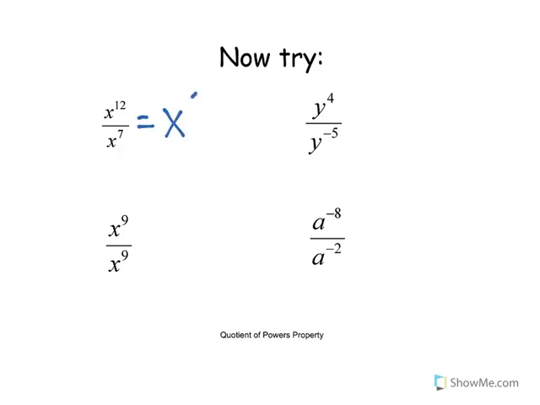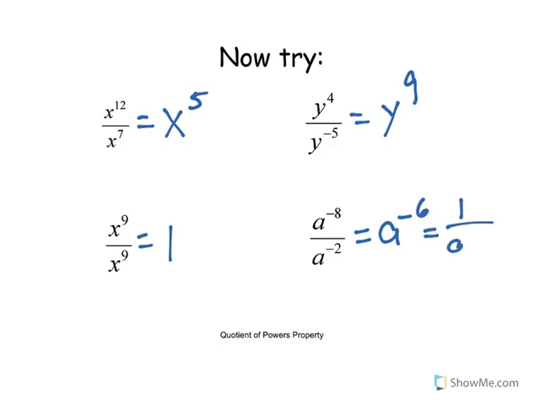Keep my base of x, subtract my powers. We know that this is just going to give me 1 because the powers are the same. 4 minus -5 is +9. And -8 minus -2 should give us a to the -6, which of course I like to rewrite as 1 divided by a to the 6th.